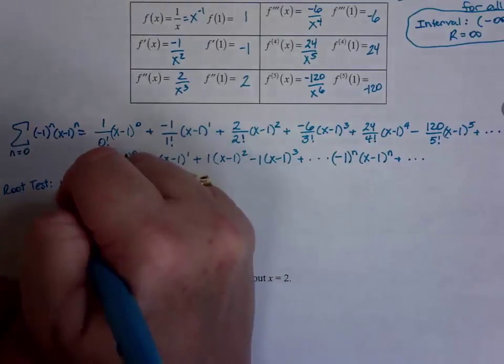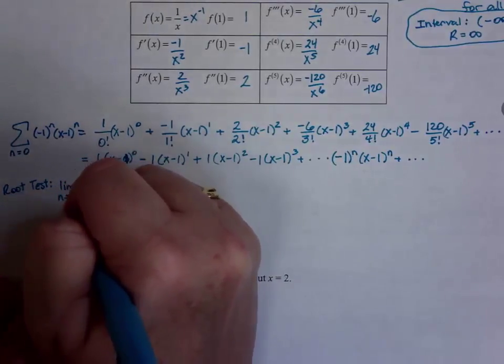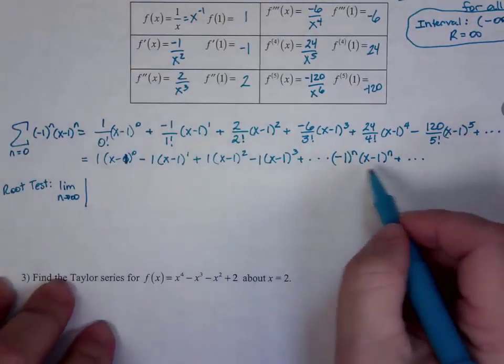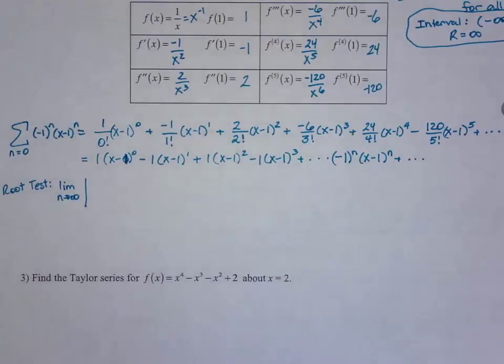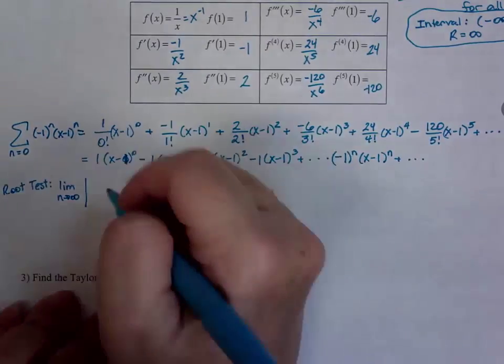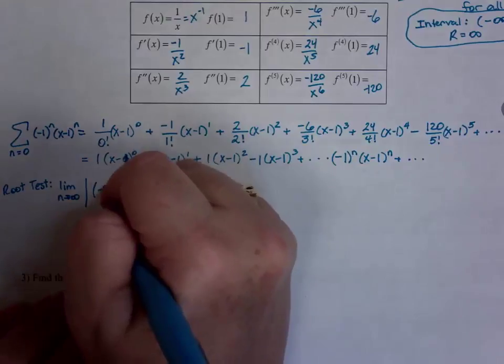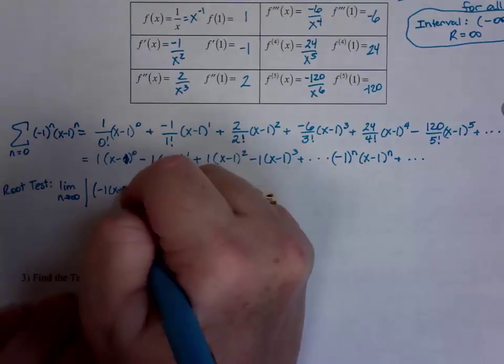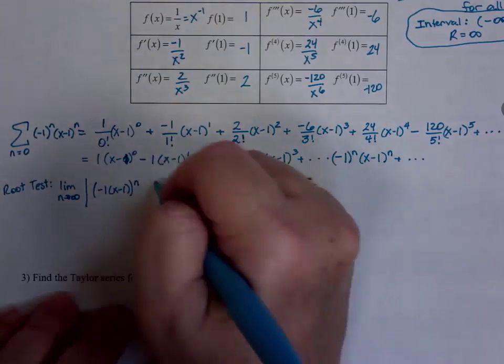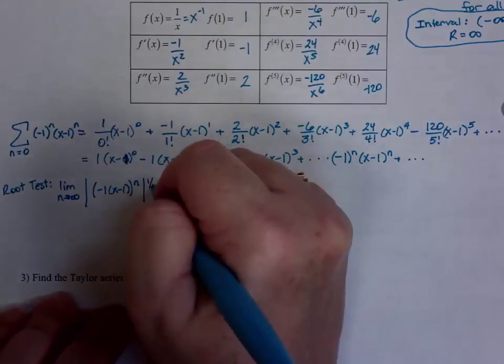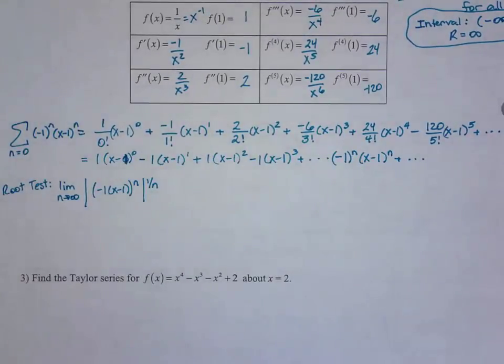This is limit as n approaches infinity. Now before I put this in here, I'm going to go ahead and put both terms in a single power of n. All right? So that means it's going to be a parentheses, -1, and then x minus 1 to the nth power inside the absolute values, 1 over n outside the absolute values. Did everybody follow what I did with the nth power?